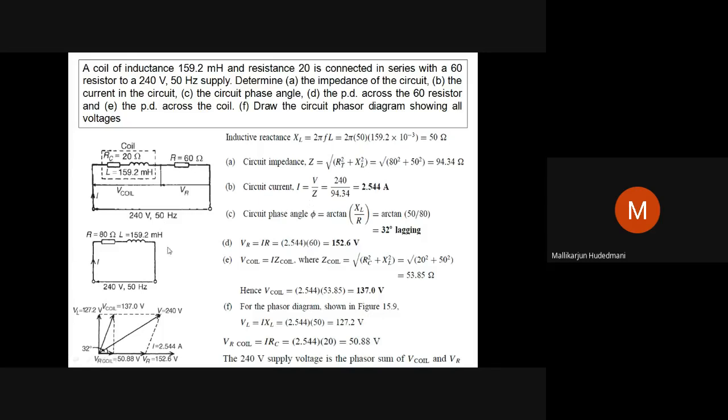Then let's draw one more rough sketch here. The total resistance of this circuit becomes 20 plus 60, that is 80, and inductance of 159.2 millihenry, or its XL equal to 50. So it is connected to 240 volt 50 hertz supply. Now what is the circuit phase angle? The phase angle of an entire circuit. If I want to know, I must consider where is the voltage, what is the current, in between the vectors V and I, what is that angle? That is the circuit phase angle.